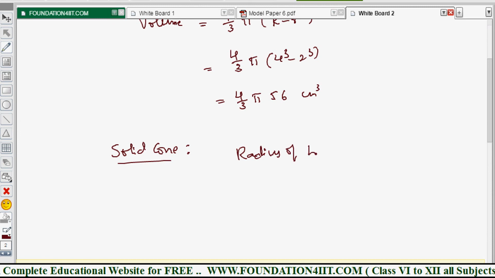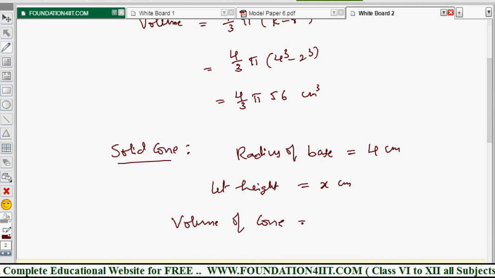So the radius of the base is given, that is 4 centimeters. Let the height be x, so the height we need to find out. Height is equal to x centimeters. So radius is 4 and height is x. Then the volume of the cone.